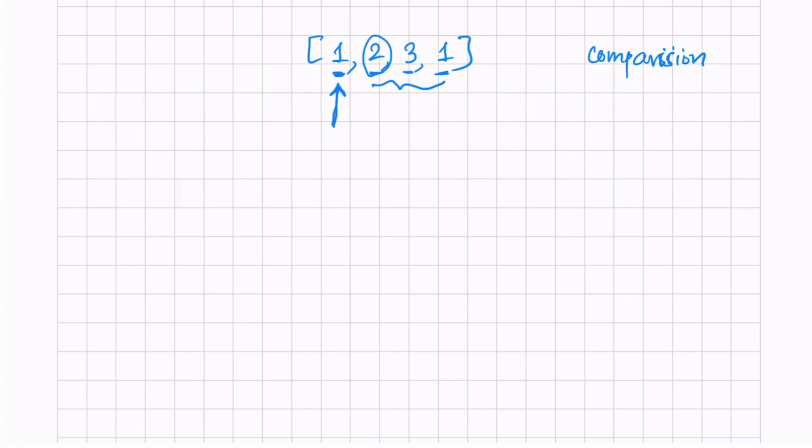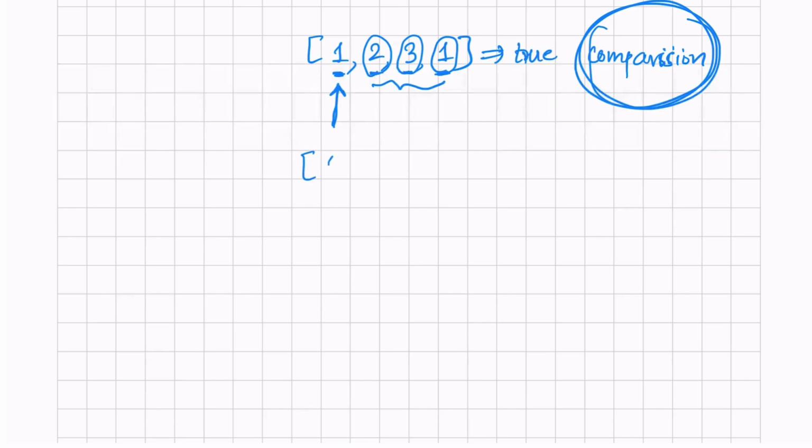We compare 1 to 2, oh, it's not equal, so we move on. We compare it to 3, it's not equal, we move on. We compare it to 1, oh, we found a duplicate, right? And if we found a duplicate, the answer should be true, right? So the brute force approach lies in comparison, right?